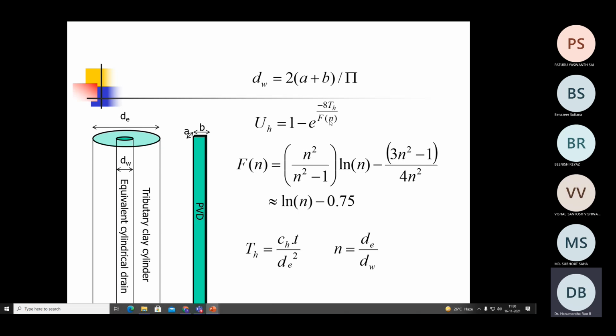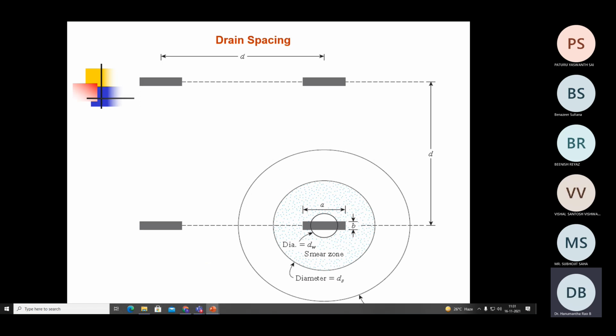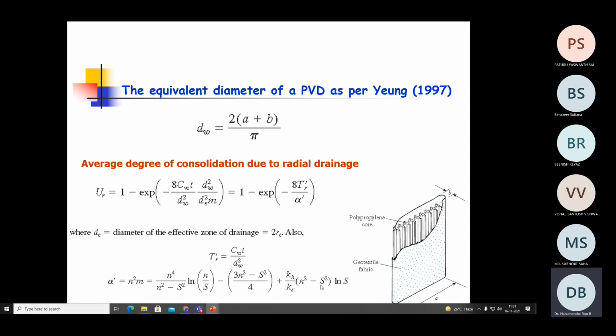So alpha dash and f of n are both the same, but there is a small distinction. If you look at alpha dash, this is a very big equation. If you look carefully, this is n power 4 by n square minus s square into ln n by s, minus (3n square minus s square) by 4, plus kh by ks. So this last term accounts for the well resistance, while the first two terms account for the smear effect.